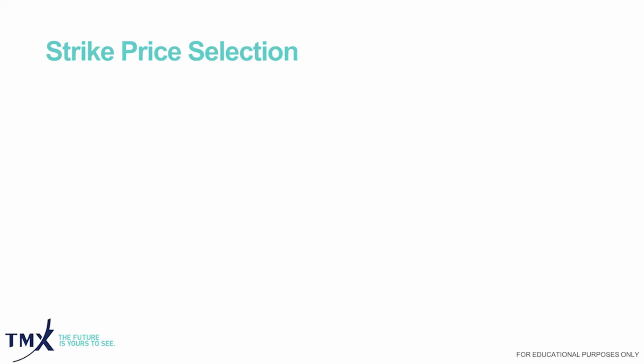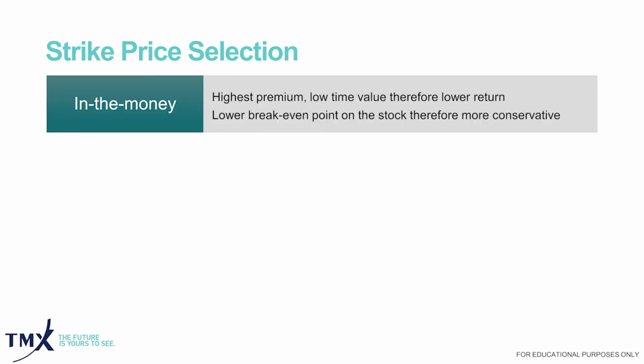What's the best approach? There is no best approach. There is no exact right contract. There are so many variables. So what you really need to do is break it down into the basics. If we want to collect a lot of premium, if we don't care about the stock upside, then we may choose to write an in-the-money option. It's where we're going to collect the most in premium. It's got very little time value, so we're not getting a lot of return on the trade. But what it does significantly is lower the break-even point on the shares.